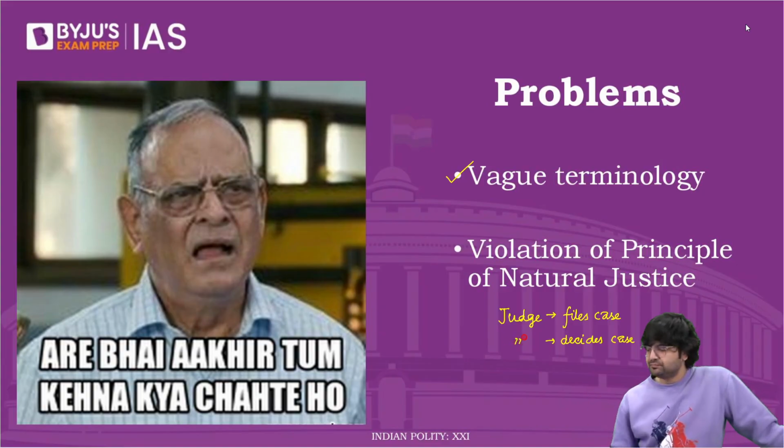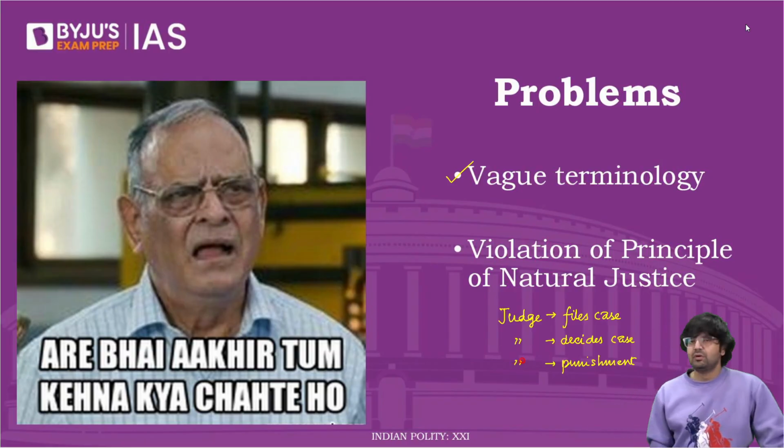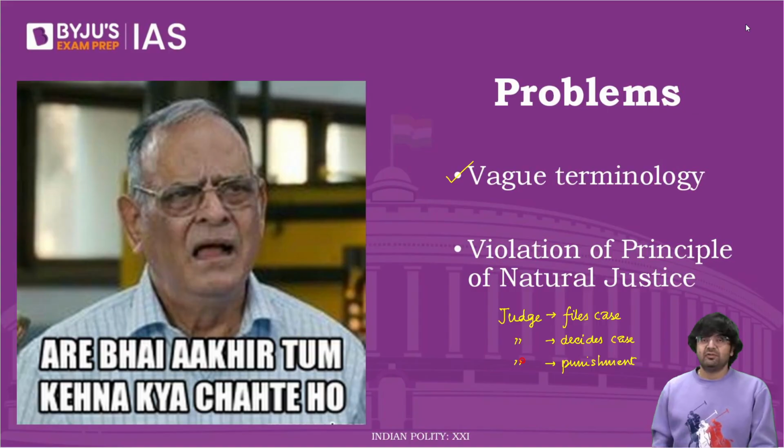Judge only. And who is imposing the punishment? Judge only. Yes or no? Judge, jury, executioner, all in one. I have felt bad. I will file a complaint. And then I will sit and decide whether I felt bad or not, whether the complaint was genuine or not, whether the statement was wrong or not. And then after deciding, I'll impose a punishment also.